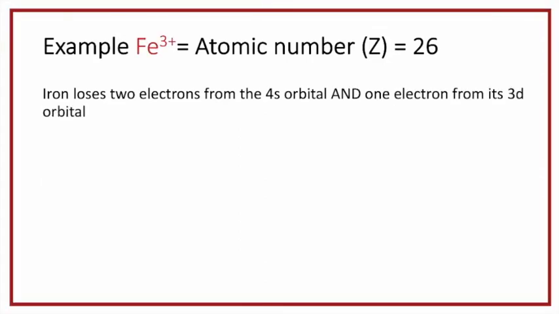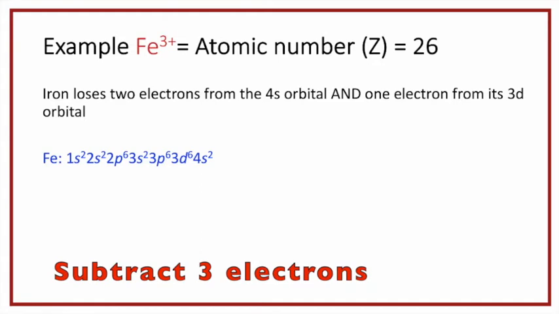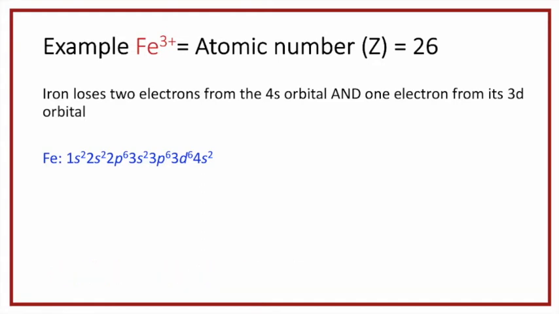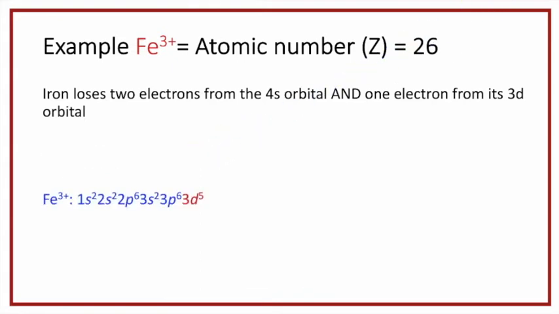Now, we're going to do the same thing with Fe3+. First, we're going to write out the electron configuration for the parent atom, just like we did before. Then we have to subtract 3 electrons now, and we're going to subtract 2 of them from the 4s orbitals, but we also have to take 1 from the 3d orbital. Our final electron configuration for iron 3+ is 1s2, 2s2, 2p6, 3s2, 3p6, 3d5.